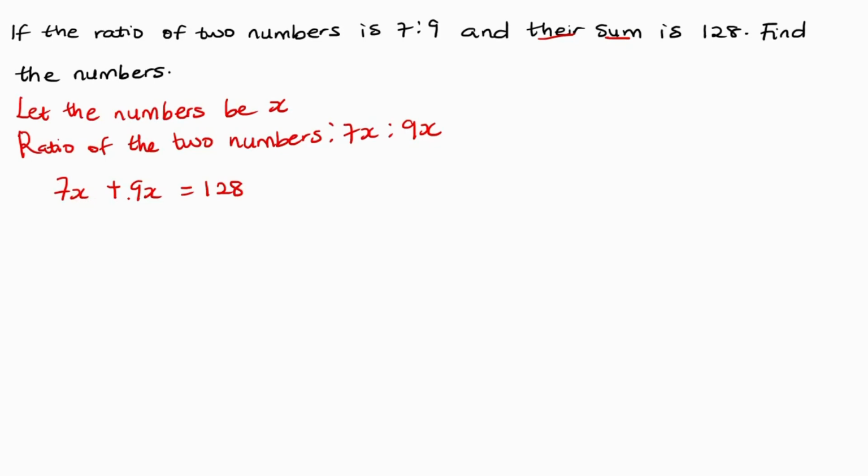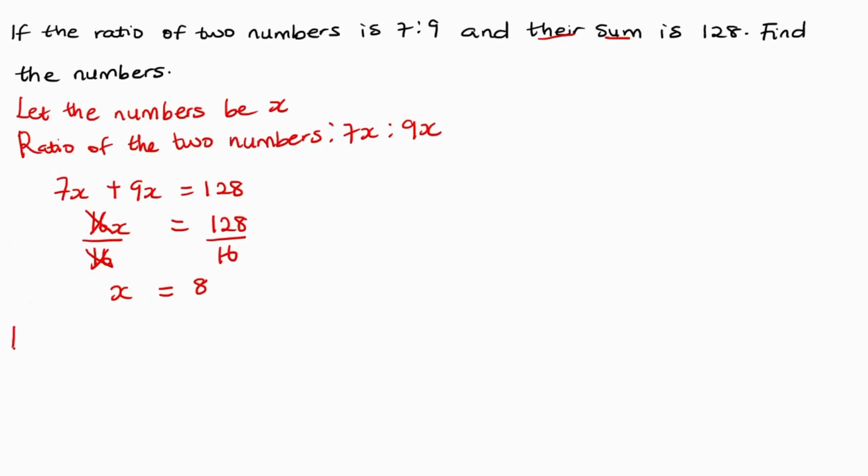So we have 7x plus 9x is going to give us 16x equals 128. So dividing both sides by 16, this is going to cancel out this. So we have x is equal to 128 divided by 16, is going to give us 8. So now we already have the value of x to be 8. So let's look for the actual numbers.